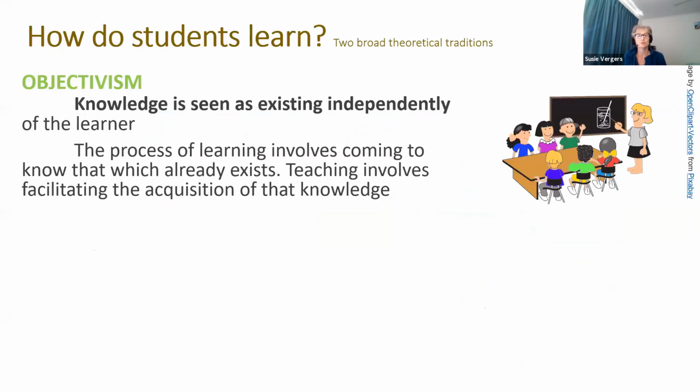So there are two approaches in the traditions of learning theory. One is called objectivism. Objectivism contends that knowledge exists independently of the learner, and therefore the process of learning involves coming to know that which already exists. It relies on teaching via direct instruction to facilitate the acquisition of knowledge and skills.